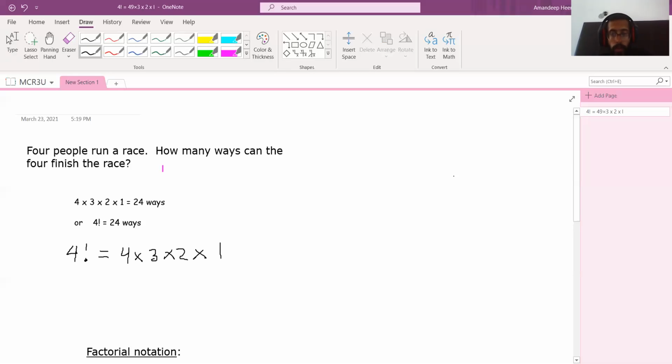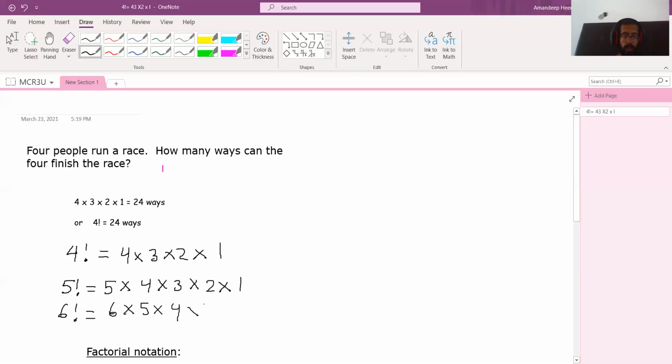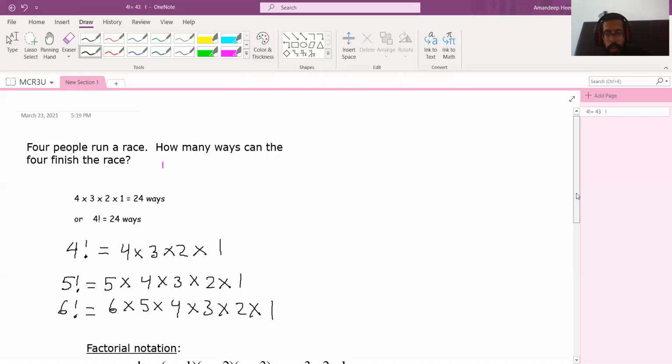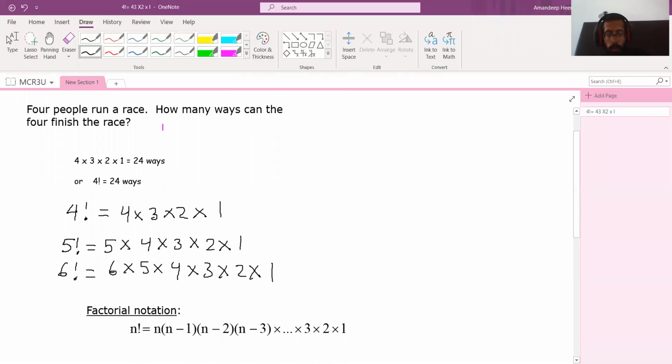So that's the notation. If you don't know, 4 factorial is just starting at 4 and taking 4 times 3 times 2 times 1. What do you think 5 factorial is going to be? Well, 5 factorial is going to be 5 times 4 times 3 times 2 times 1. If it's 6 factorial, it's going to be 6 times 5 times 4 times 3 times 2 times 1. I think you're getting the idea of the factorial. In general, n factorial is the first number n, multiplied by n minus 1 times n minus 2 times n minus 3, down to 3 times 2 times 1.